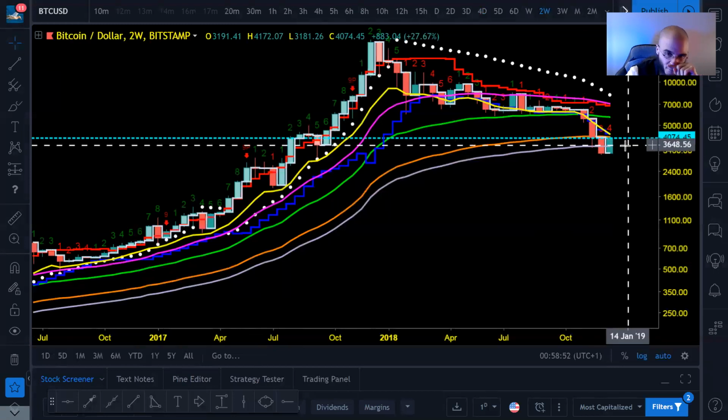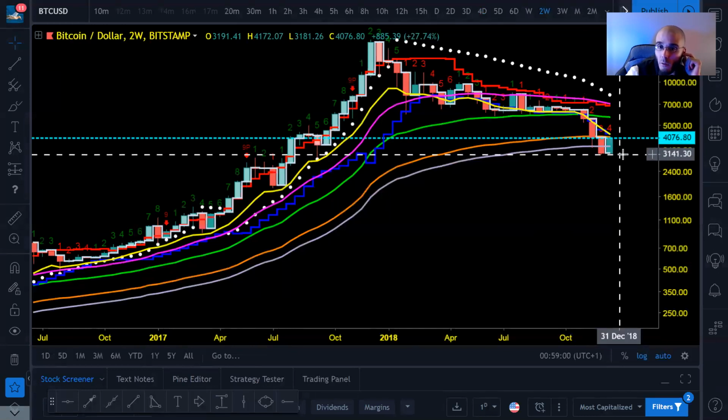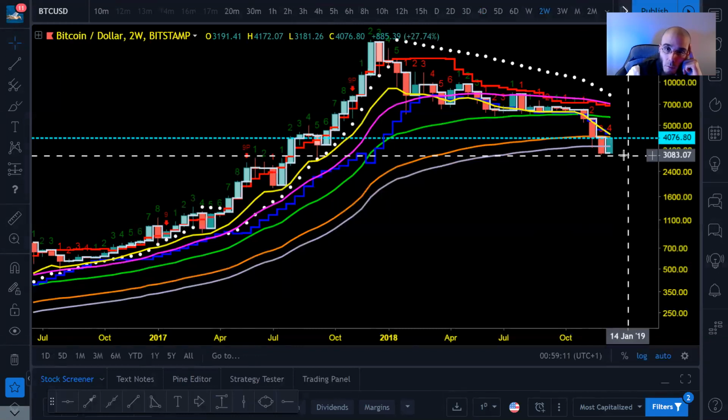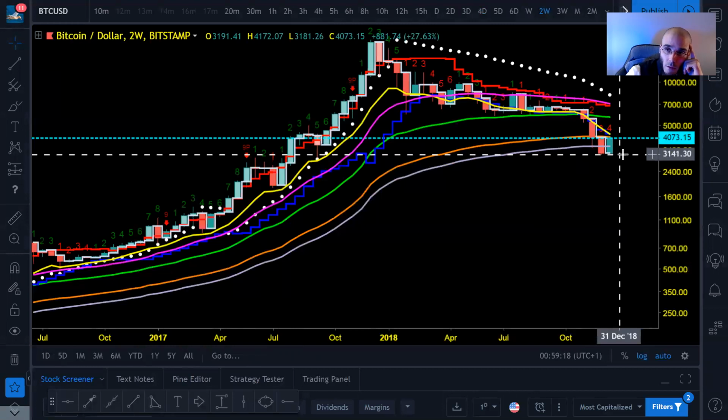The 200 is flat, but price is below it, that's bearish. And only the 128 is pointing up. The 128 is support. So this is still a bearish looking chart. You are expecting 9 actually. So the uptrend could cease and the downtrend could continue according to the 2-week chart.